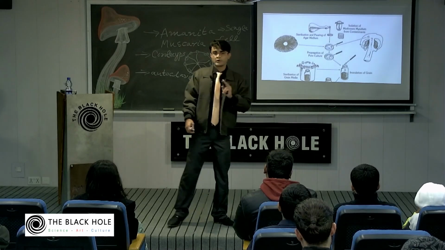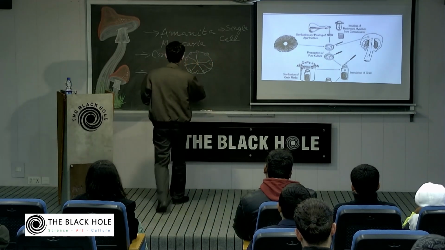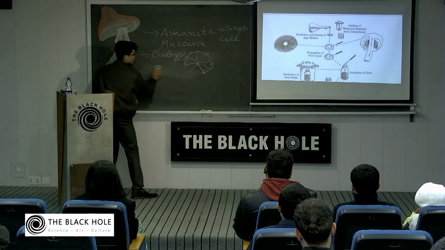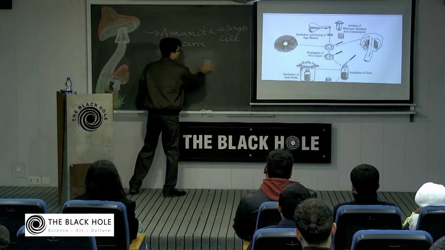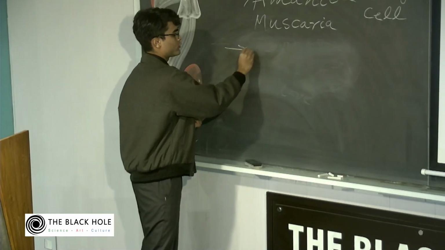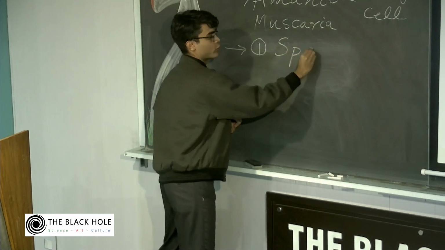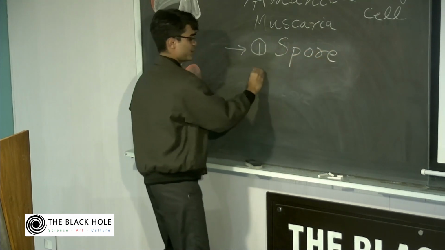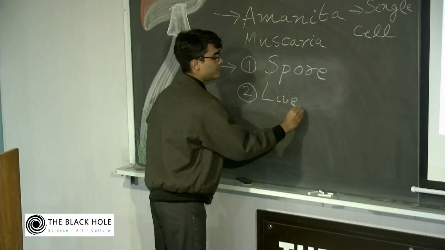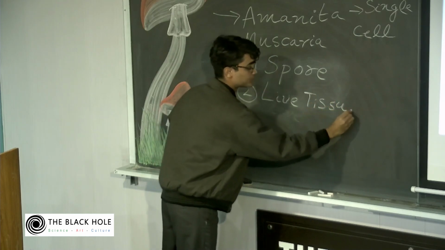So there's two ways that you can start a fresh mycelium culture. The first way is through spores, and the second way is through live tissue, right? So you have two options. Your first option, you start fresh from a spore. And your second option is you use live tissue. So what's the difference between these two?